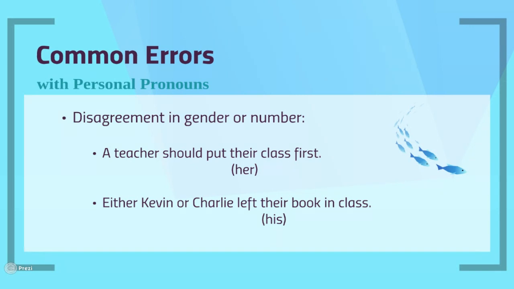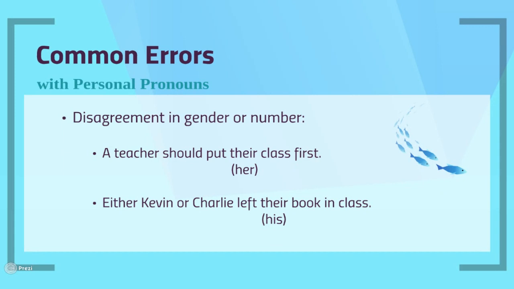All right, the second example, we have either Kevin or Charlie left their book in class. Now here, I'm not talking about Kevin and Charlie leaving their books. It's either one of them. So there's one book that's been left and it either belongs to Kevin or it belongs to Charlie. So I would need to replace their with the word his. Either Kevin or Charlie left his book in class.